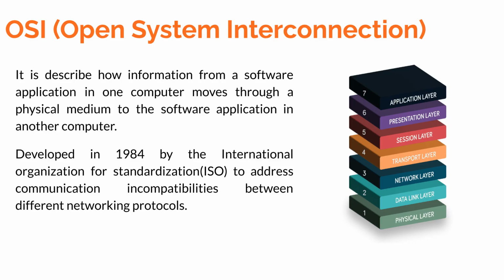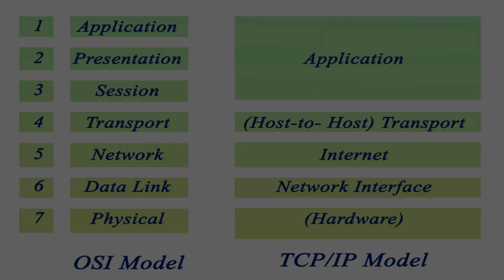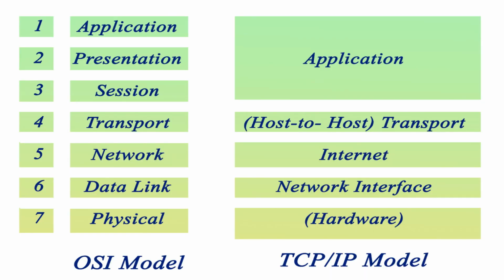The OSI, or Open System Interconnection model, describes how information moves between software applications on different computers through a physical medium. It was developed in 1984 by the ISO to address communication incompatibilities. The OSI model consists of 7 layers, which align with the 4 layers of the TCP/IP model as shown here.